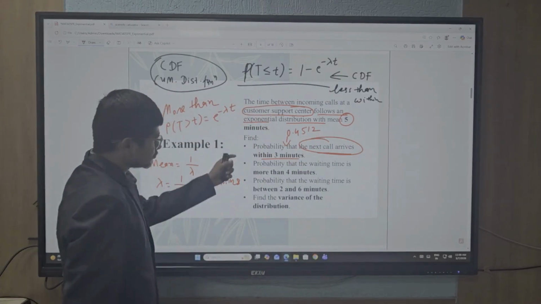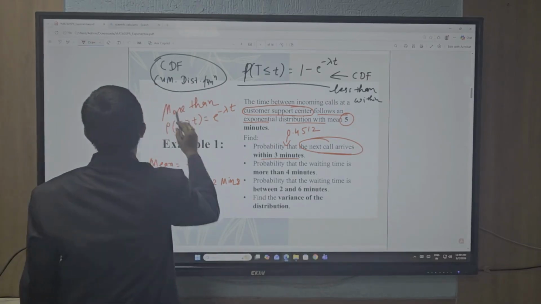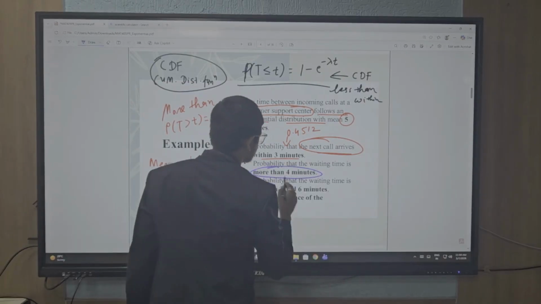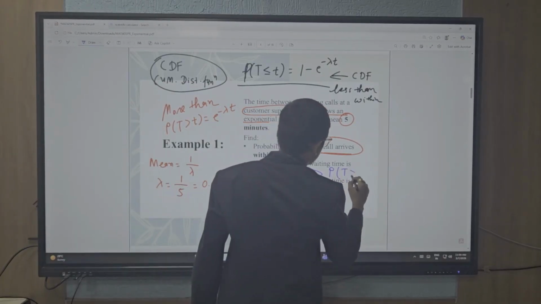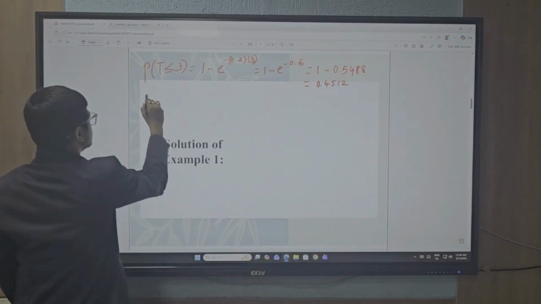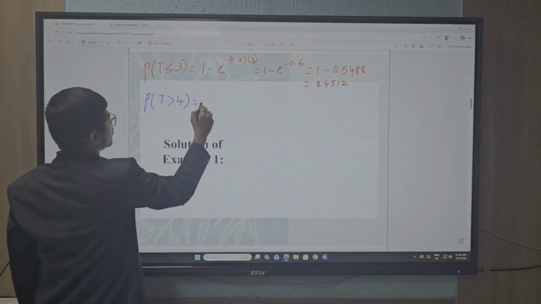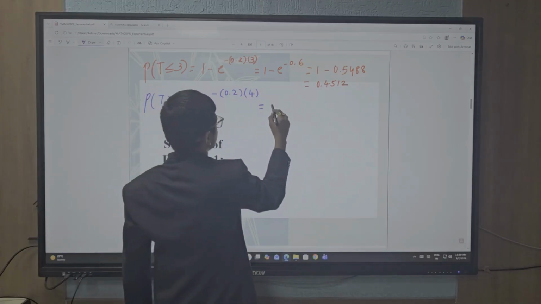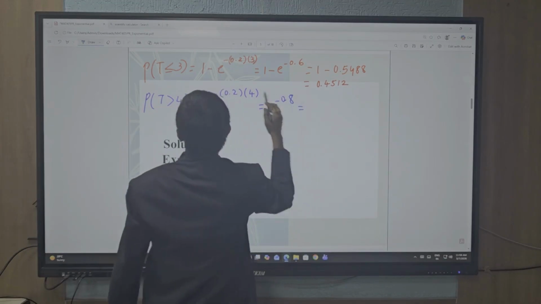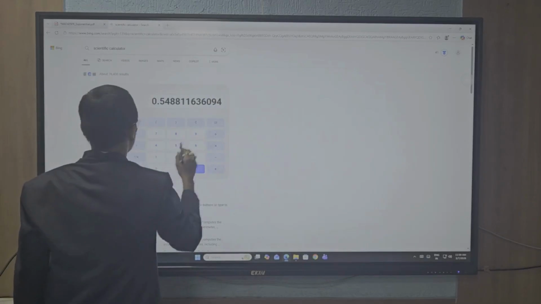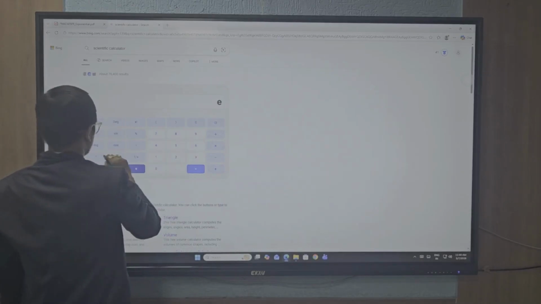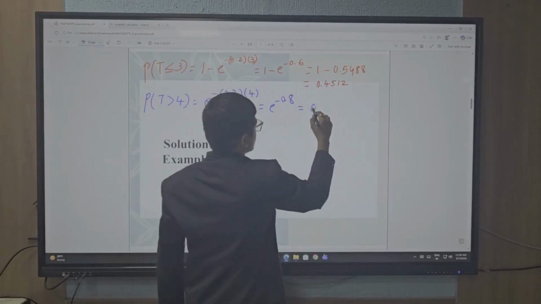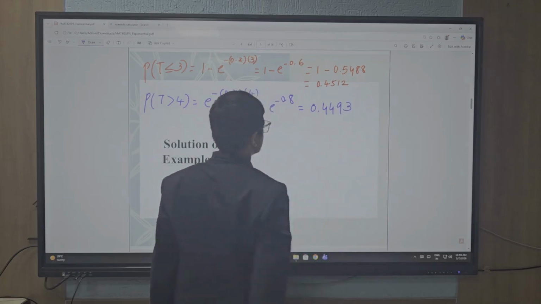Now, the probability that the waiting time is more than 4 minutes. My dear students, more than 4 minutes means probability of T greater than 4. To find this, we have e raised to minus lambda t, so e raised to minus 0.2 into 4, that is e raised to minus 0.8, which is nothing but 0.4493.